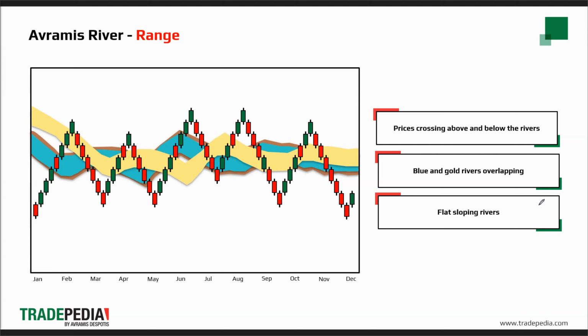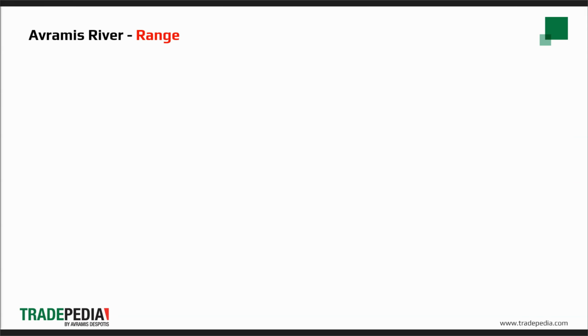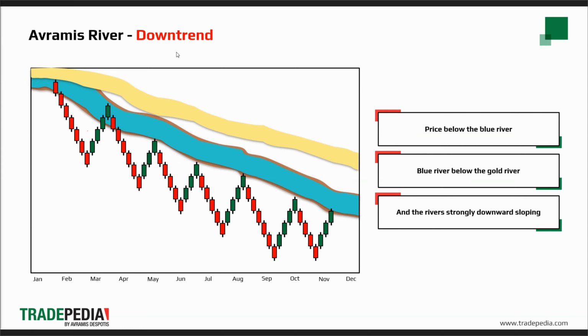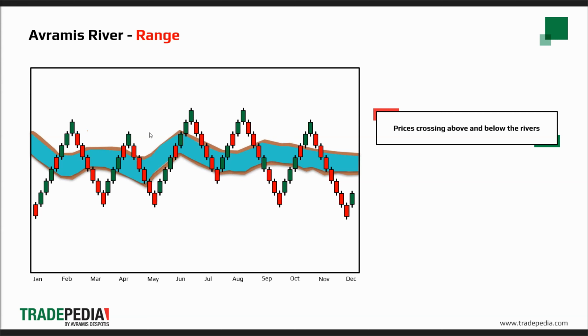And you also can tell that the rivers are relatively flat sloping, right? If you saw the slide earlier on how to identify uptrend and downtrend, you can see that there's a very, very clear slope. But for this ranging market, you can see that it's just a very flat slope. There's practically no slope right here, okay?